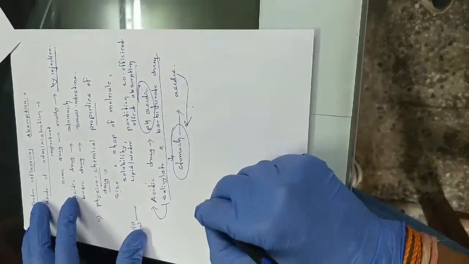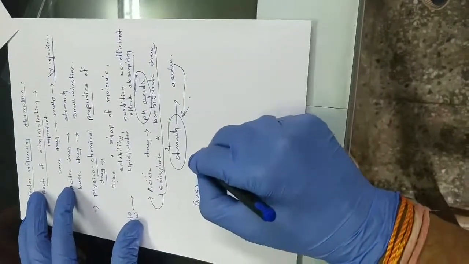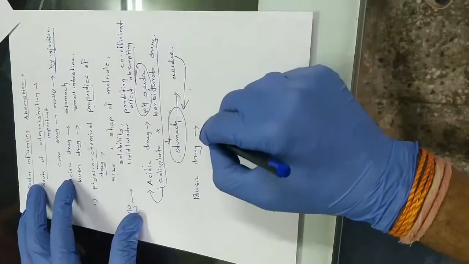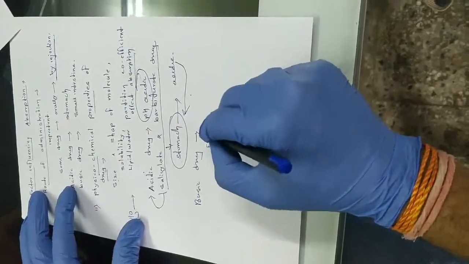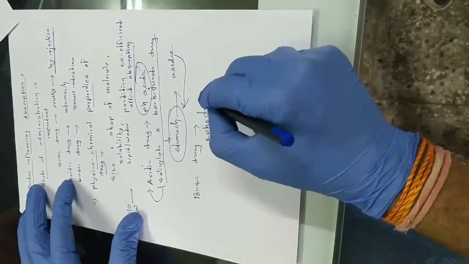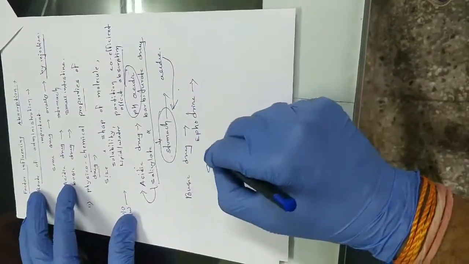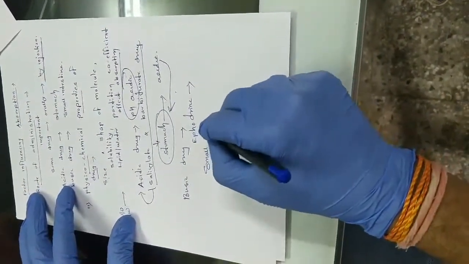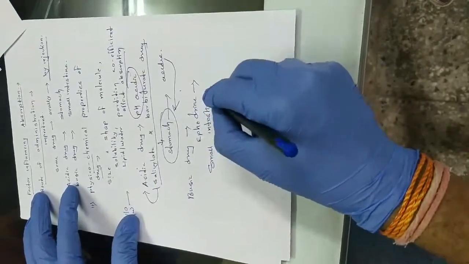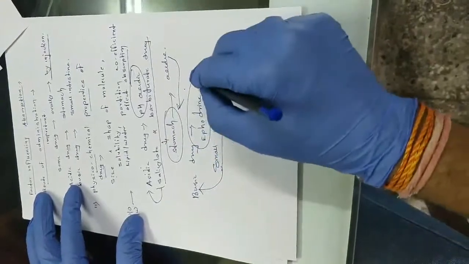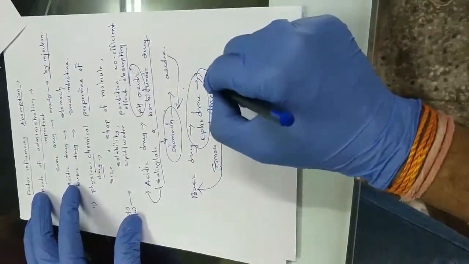The basic drug, for example ephedrine, dissolves in the small intestine, because the small intestine has a basic pH, and all the basic drugs can dissolve in the small intestine.